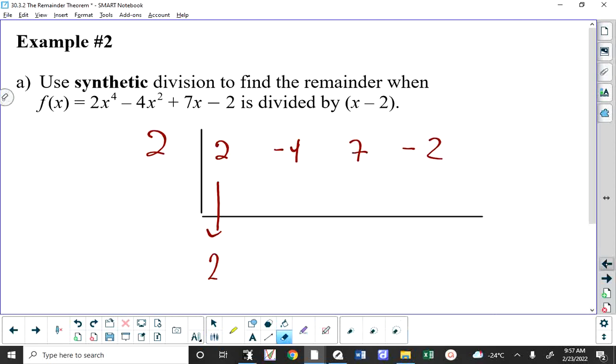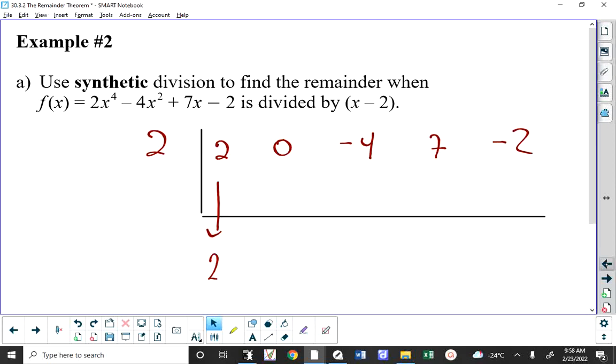So what you do need to record on your note package is 2x to the 4, 0 for the x cubed, negative 4 for the x squared, 7 for the x to the 1, and negative 2 for the x to the 0, or for the constant term. I don't know if I've talked about autopilot in this class. I know I have in my calculus class. When you do stuff like this, your brain shifts into autopilot mode, which means sometimes you're just writing stuff down without really thinking. Just be careful.